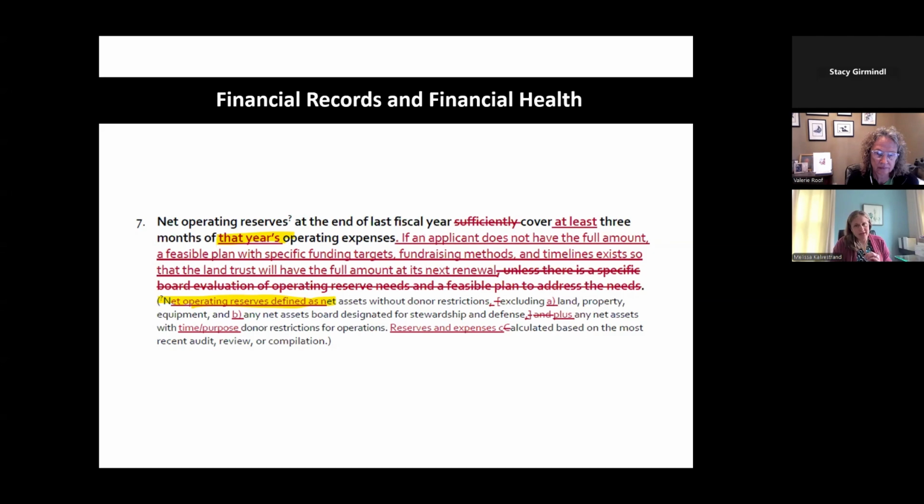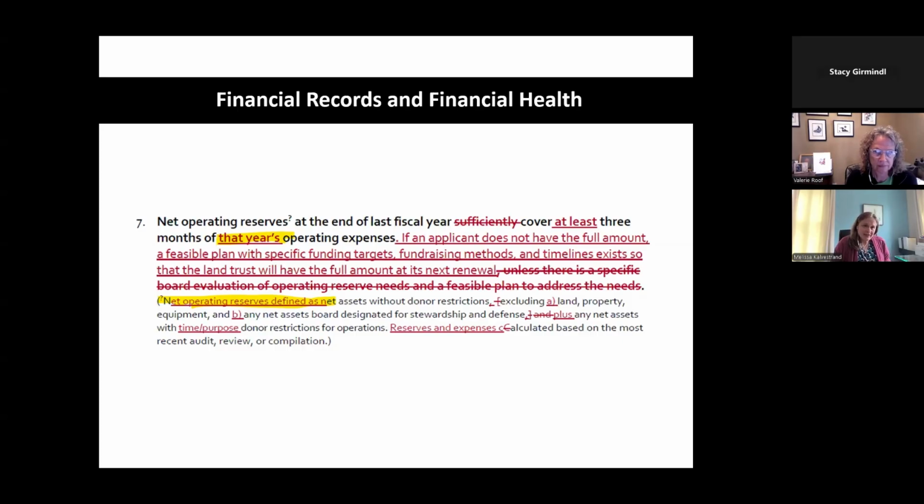Some of the major clarifications we made are about the basis for calculating the level of operating reserve. We got questions like, what point of the year are you looking at, how are you calculating this, and what data are you using? We want to be clear that this is a metric at the organization's last fiscal year, based on the operating expenses for that year. So at the end of your fiscal year, what were your operating reserves, and what were your operating expenses? We do that using the organization's financial statements, either their audited, reviewed, or compiled financial statements.